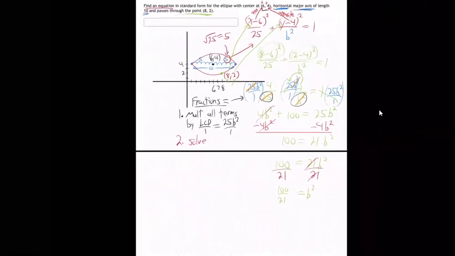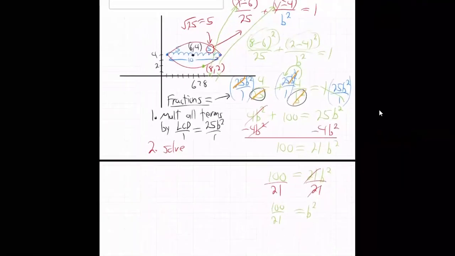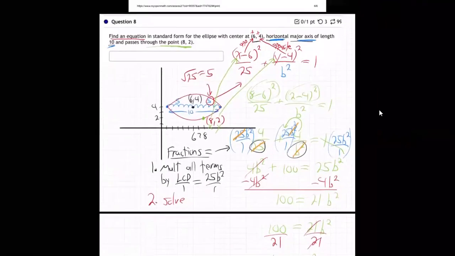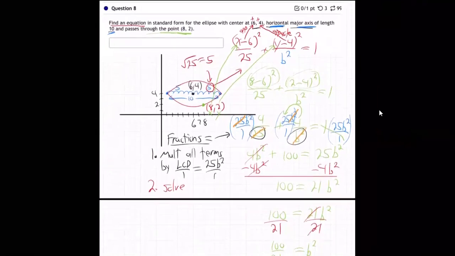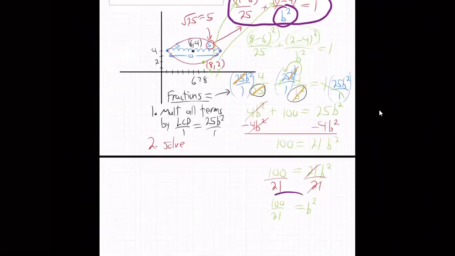All right, so we got b squared. Now you might feel like, hey, let's take the square root and let's get b. But no, that's really not needed. Why? Look back here. This is our original equation, right? And see how it has b squared. So just stick that in. We know b squared is 100 over 21. So let me bring it down to here.